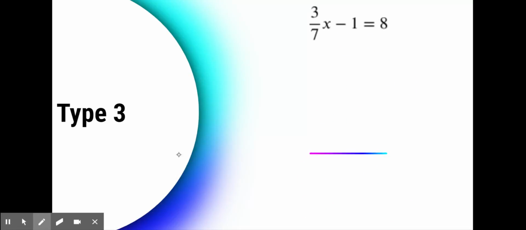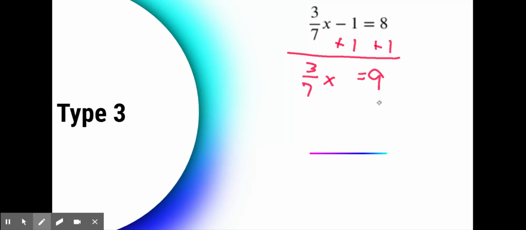The next type of problem has a fraction in front of the variable. So we would say this is a fractional coefficient. So 3/7 times x minus 1 equals 8. So just like before, I'm going to take care of this addition or subtraction first. This is minus 1. So my inverse operation, I would add 1 to both sides. I'm going to bring down my 3/7 x. Minus 1 plus 1 is 0. That went away. That's the whole reason I used the inverse operation. And 8 plus 1 is 9.